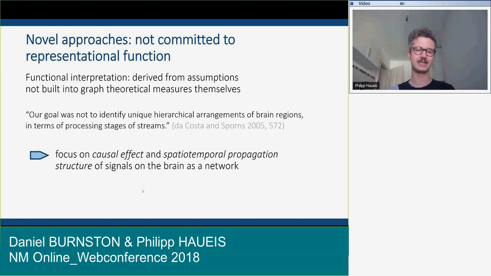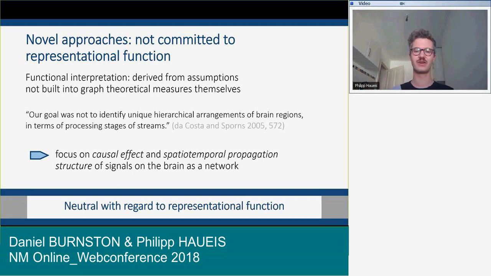That's also a view that has been explicitly acknowledged, for instance, by Da Costa and Sporns, who write that their goal was not to identify unique hierarchical arrangements of brain regions in terms of processing stages of the visual streams that they were looking at, but they simply focused on the causal effect or the spatiotemporal propagation structure of the signals in the brain as a network. So here, hierarchy is neutral with regard to the specific representations that areas process or compute at different levels of the hierarchy, which is a commitment of the traditional view.